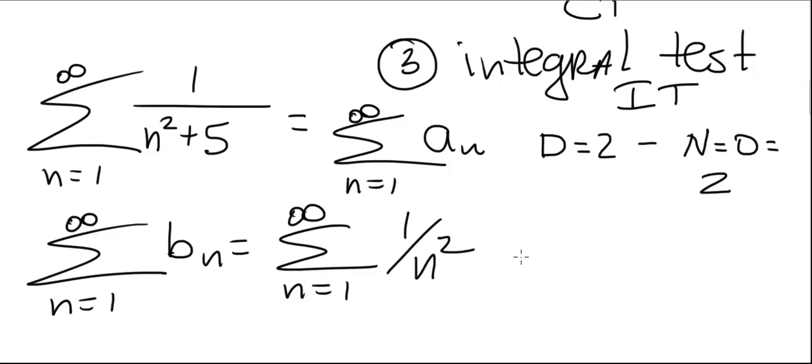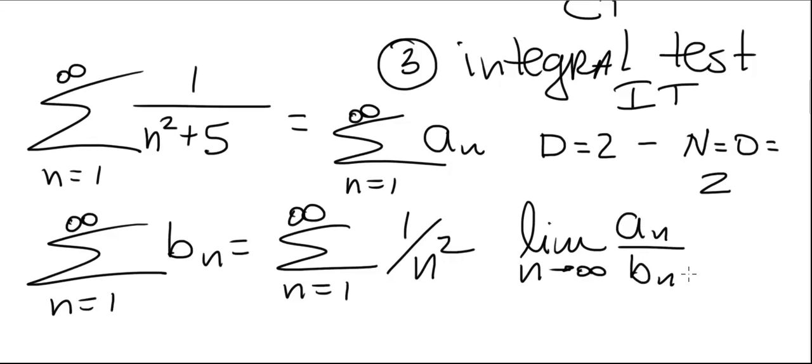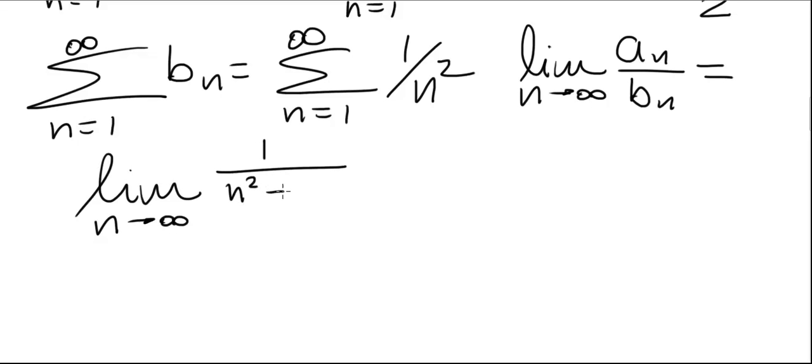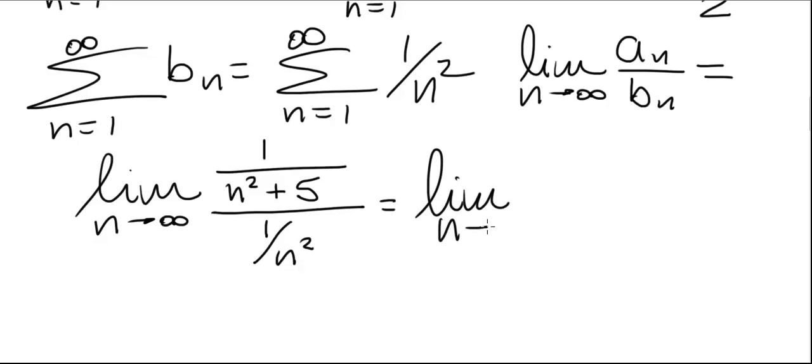So now let's evaluate the limit as n goes to infinity of a sub n divided by b sub n. Remember, when this limit, call it L, is positive and finite, both series converge or both series diverge. So this is the limit as n goes to infinity of 1 divided by n squared plus 5, divided by 1 over n squared. So that's the limit as n goes to infinity of n squared divided by n squared plus 5.